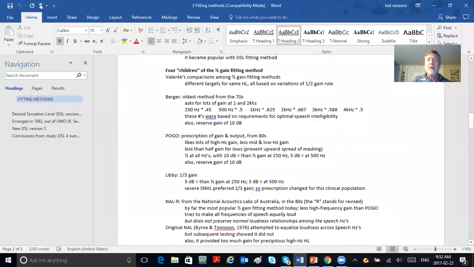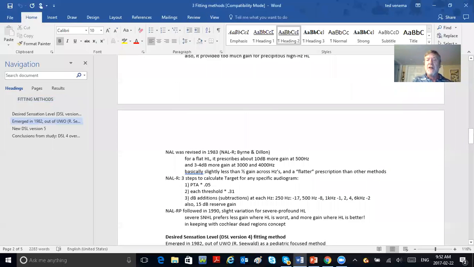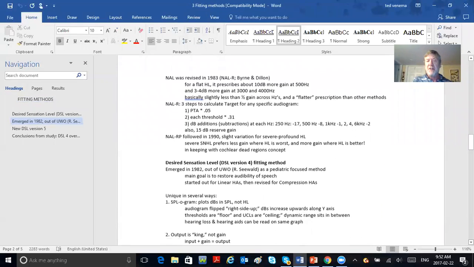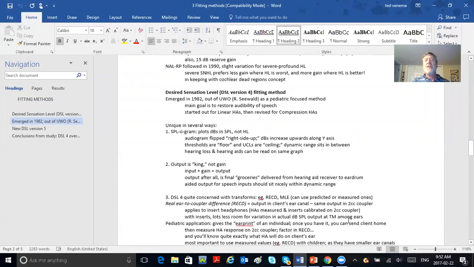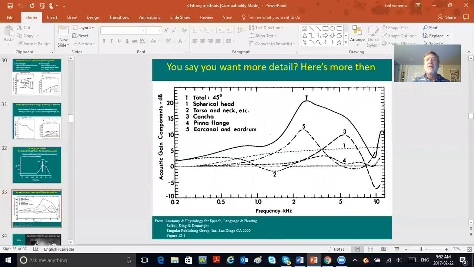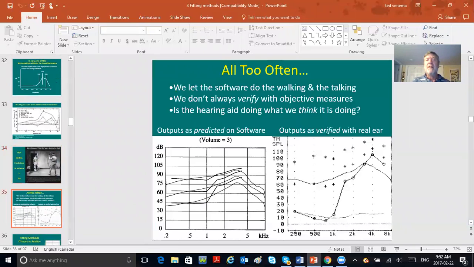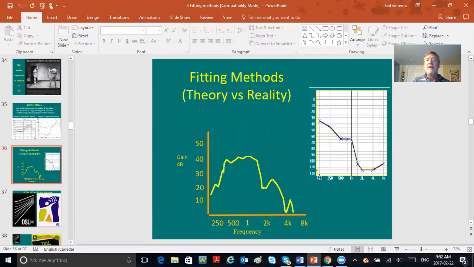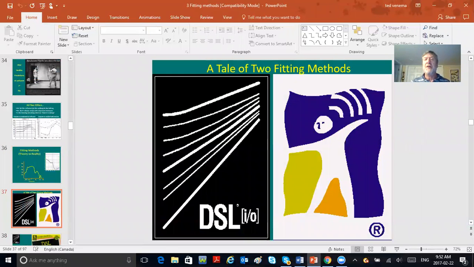So we've got all the way down now, and we are down to the DSL fitting method. The DSL fitting method really changed things. Okay, here we go. A tale of two fitting methods.